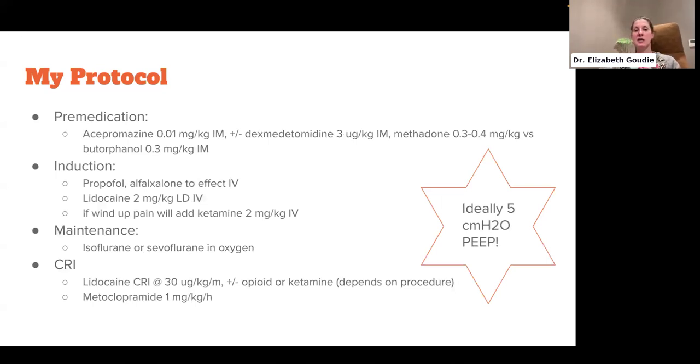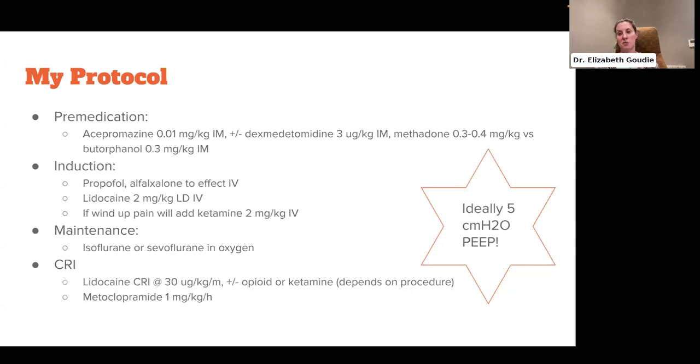My pre-medications, I usually use 0.01 mg per kg up to 0.015 mg per kg acepromazine intramuscularly. I find that at this dose, I'm not fighting hypotension throughout the procedure. Depending on whether or not they have heart disease, depending on their anxiety level, depending on whether they're a naughty dog, depending on whether or not I want to use ketamine afterwards, I will give them 3 micrograms per kg intramuscularly of dexmedetomidine, up to 5 micrograms per kg of dexmed. I find I usually only need 3 in these dogs, especially with methadone. My methadone is 0.3 to 0.4 milligrams per kilogram.